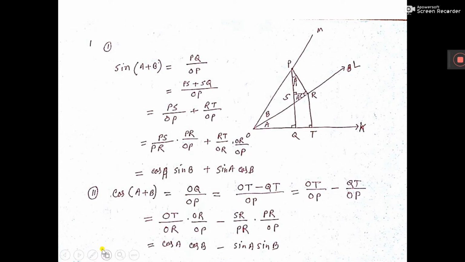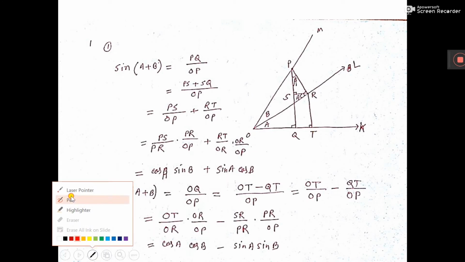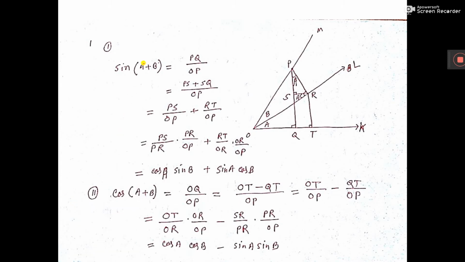Now see here, if I take the angle A plus B, sin(A + B), that is these two angles. So PQO is the triangle, and the formula for sin(A + B) is perpendicular by hypotenuse. So the perpendicular here is PQ and the hypotenuse is OP. Now PQ you can write as PS plus SQ.